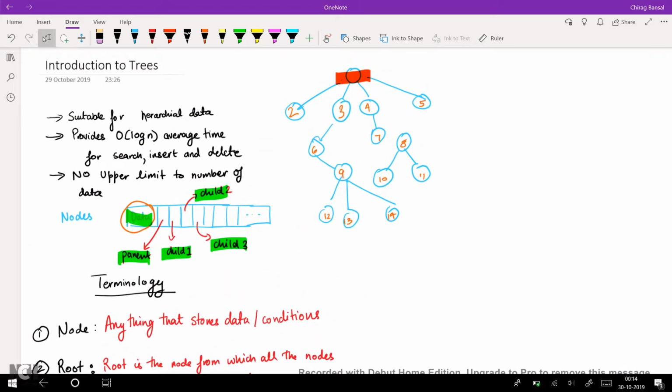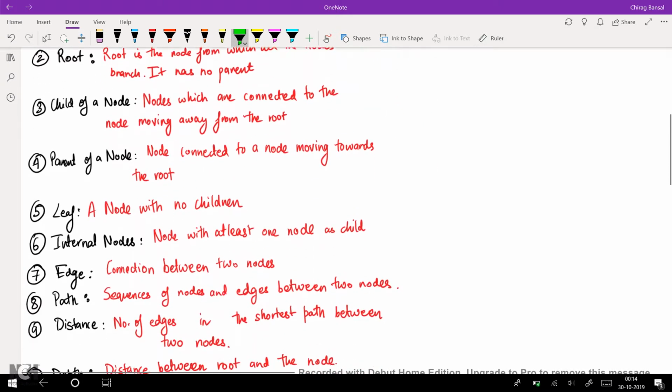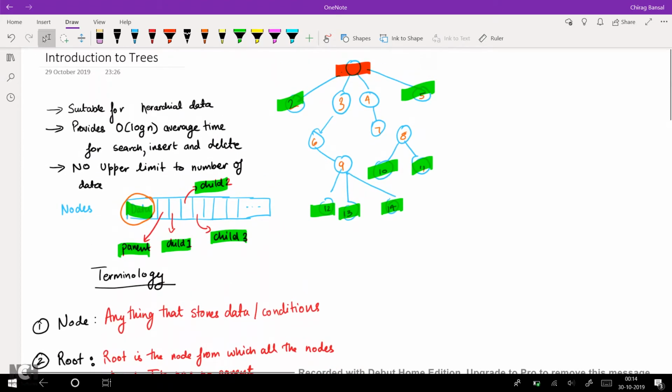Leaves. Leaves are nodes with no children. Therefore we can say 12, 13, 14, 10, 11, 5 and 2 are leaves. Rest all are internal nodes as they have at least one child. Now edge. Edge is the connection between any two nodes. Therefore this connection between 1 and 2 is termed an edge.